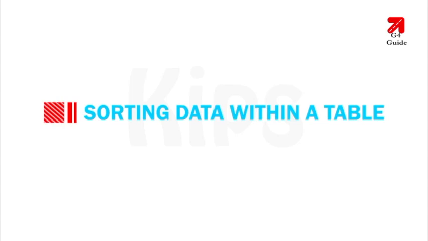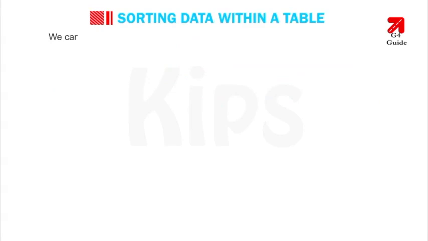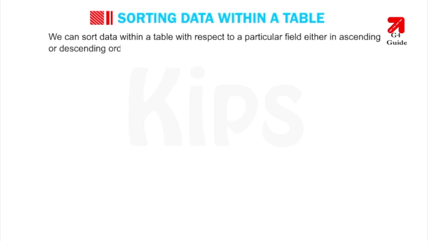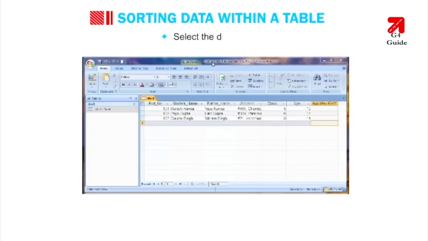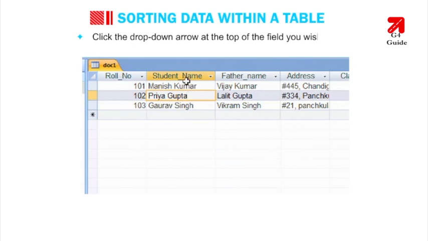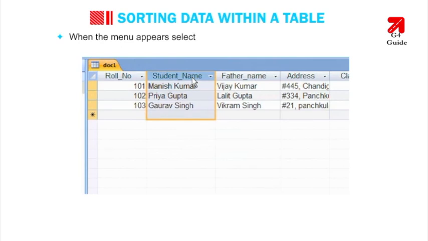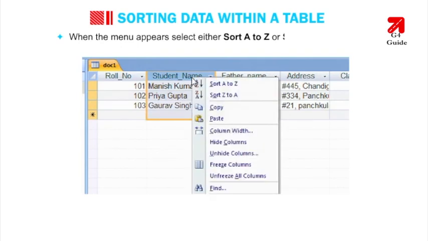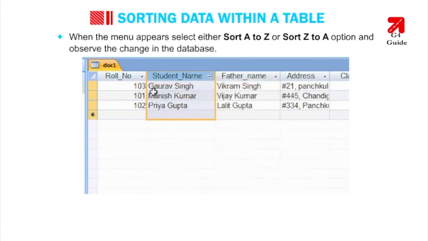Students, let me now tell you how to sort data within a table. We can sort data within a table with respect to a particular field either in ascending or descending order. Select the desired field. Click the drop-down arrow at the bottom of the field you wish to sort. When the menu appears, select either Sort A to Z or Sort Z to A option and observe the change in the database.